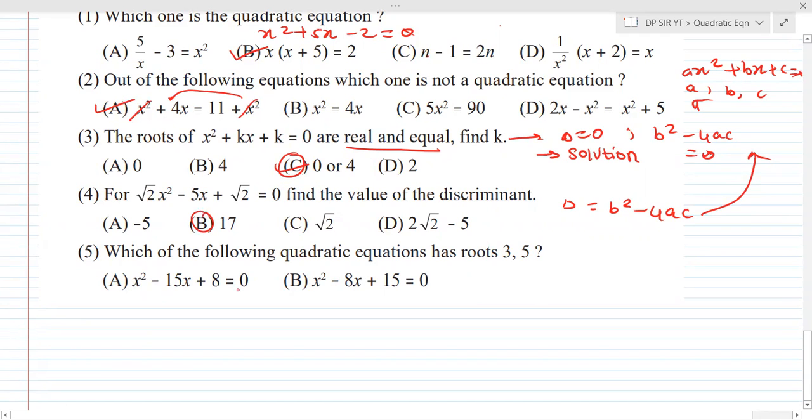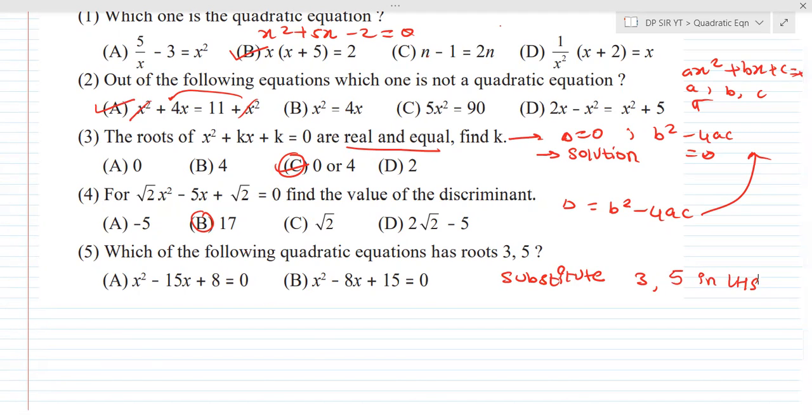Then the last question for today: which of the following quadratic equations has roots 3 and 5? So you need to substitute. There are only two options given to substitute. Both should satisfy. Once you substitute 3 and 5 in LHS, you will come to know. Substitute 3 and 5 in LHS and you will get it. There should also be options A, B, C, D. Even I am thinking, why are there no C, D options? Just give me a moment.